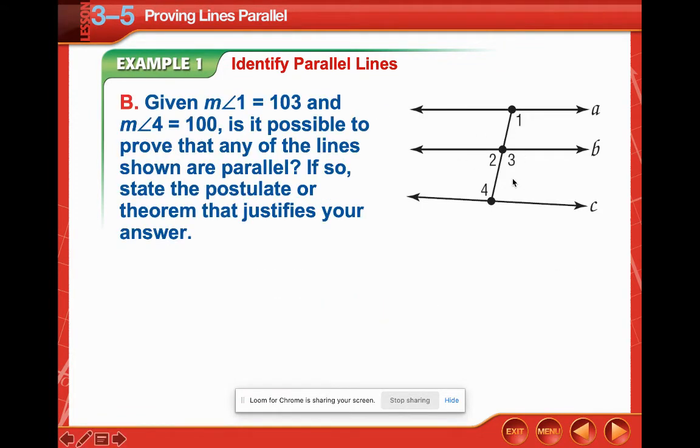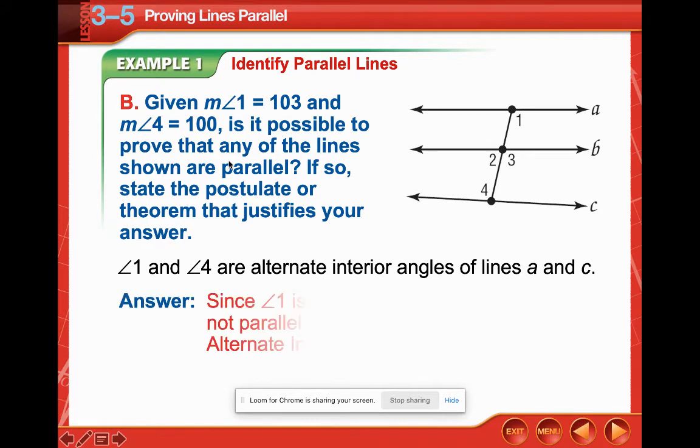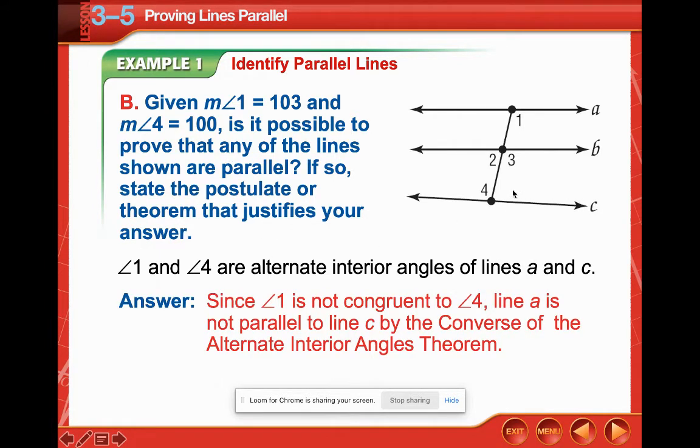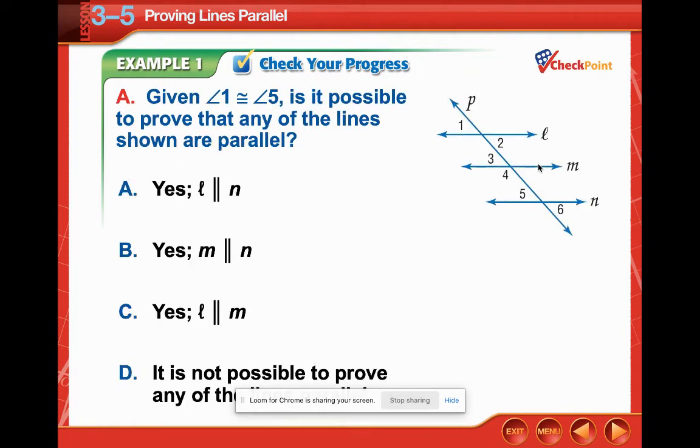Alright, given the measure of angle 1 is 103 and the measure of angle 4 is 100, is it possible to prove that any of the lines shown are parallel? If so, state the postulate or theorem that justifies your answer. Okay, so what we've got here is 1 and we've got 4. So the only ones that we're concerned about are A and C. In this case, they would be alternate interior angles, right? And if they're congruent, then the lines are parallel. Clearly, they're not congruent, 103 and 100. So they're not congruent, the lines must not be parallel. So that's check your progress.